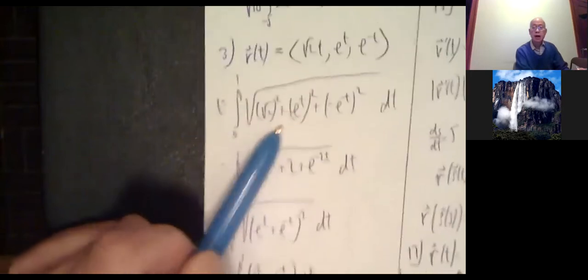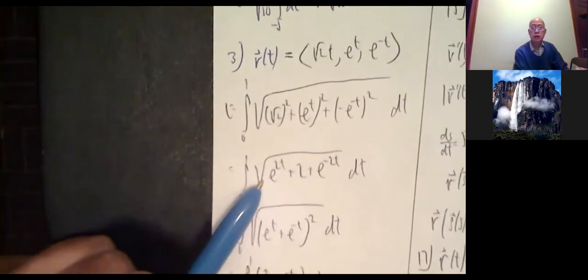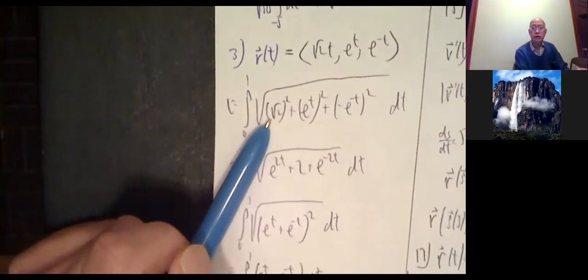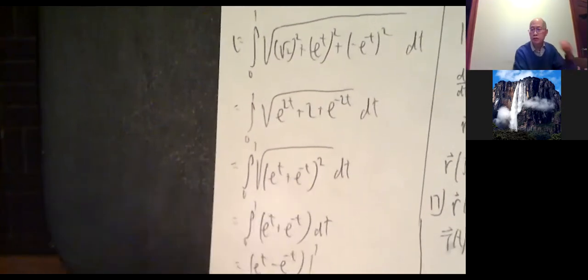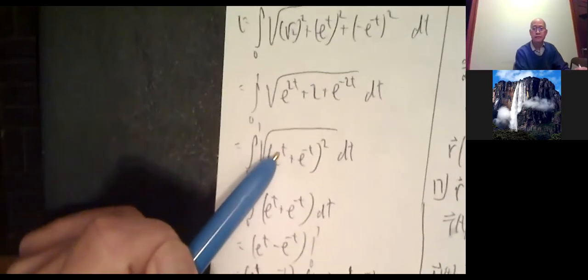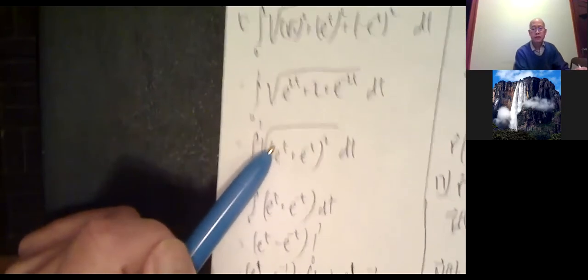Okay, let's see, where was I? I'm going to write this as e to the 2t plus 2, radical 2 squared is 2, and this is e to the negative 2t. Believe it or not, this is e to the t plus e to the negative t, squared, which is, I'm sure, the reason why Mr. Stewart, author of the book, gave us this problem. So it comes out nice.